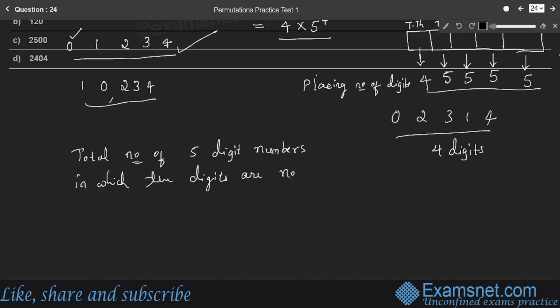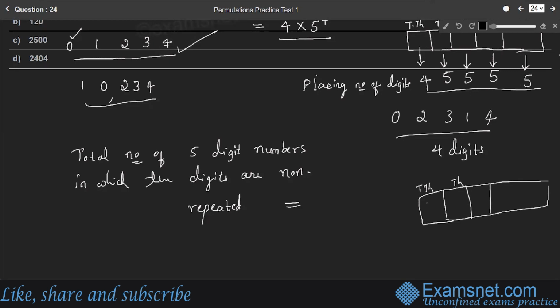Digits are non-repeated is equal to, so again consider the place values, right? So 10,000 place, next thousands place, then hundreds place, tens place, and units place, right?